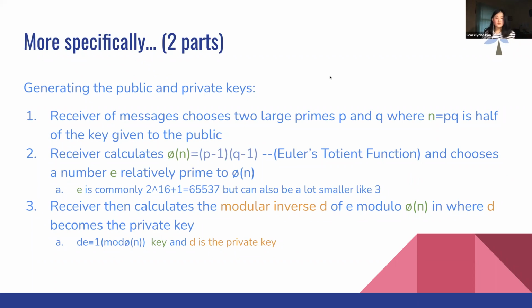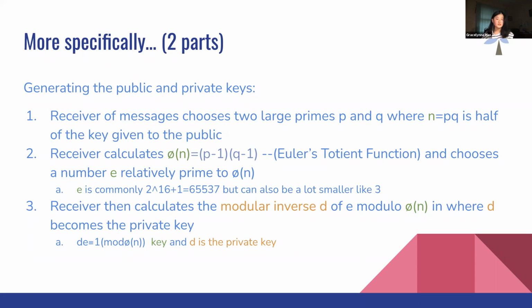Okay, so first we start by having the receiver of the messages, Bob, choose two large primes P and Q. And by large primes P and Q, this is a prime that's somewhere between 2048 and 4096 bits long. And then they will multiply this P and Q to get N. And this is actually part of the key that is available to the public. And then the receiver will calculate the phi of N, which is basically just P minus 1 times Q minus 1. And then choose a number E that is actually relatively prime to the phi of N.